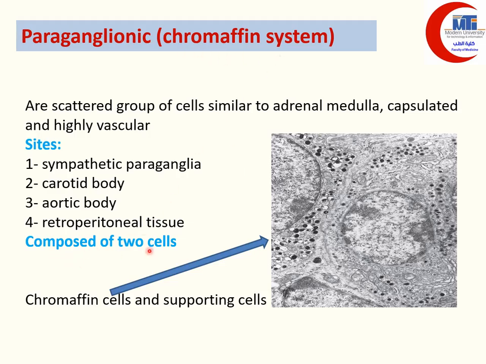All these structures are composed of two types of cells, the chromaffin cells and supporting cells. And to remember the electron microscopic structure, chromaffin cells contain secretory granules that contain epinephrine and norepinephrine.